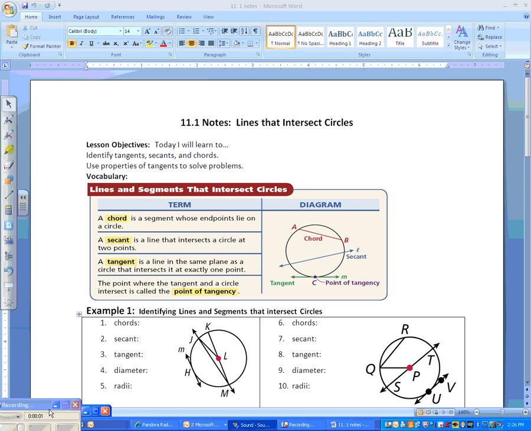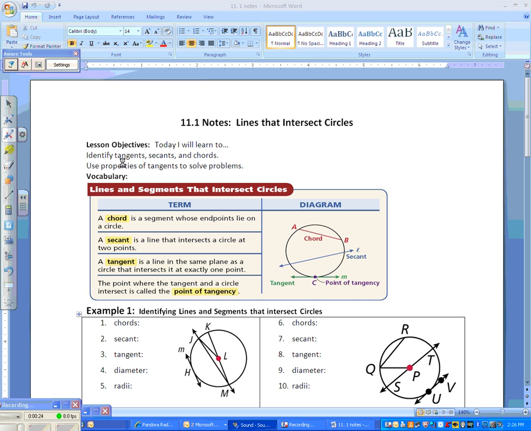Okay, we're starting chapter 11, which is about circles. So exciting, something new, different shape. Remember, a circle is not a polygon because it has curves. Polygons can't have curves. So we're going to talk about circles today. And by the end of this video, you should be able to identify tangents, secants, and chords, and use properties of tangents to solve problems.